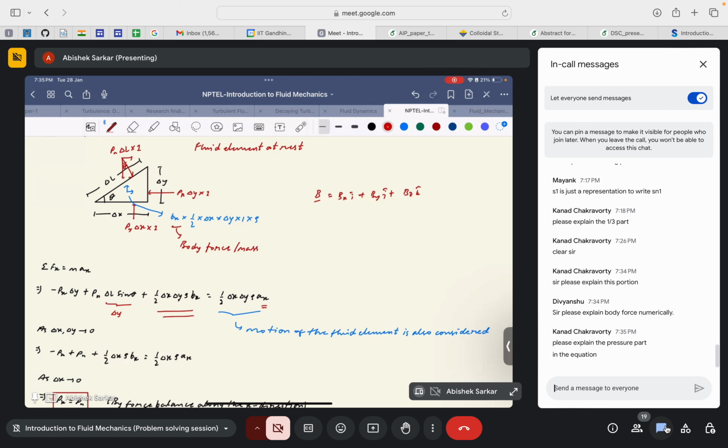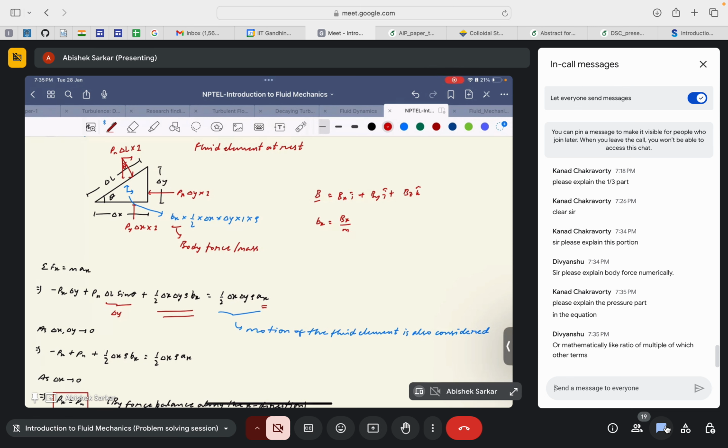What we generally do is we consider that the small bx is the body force along the x direction divided by the mass. So we consider the small bx term as an intensive property. So the small bx is the intensive property of the fluid flow, which is the ratio of the component of the body force along the x direction divided by mass.